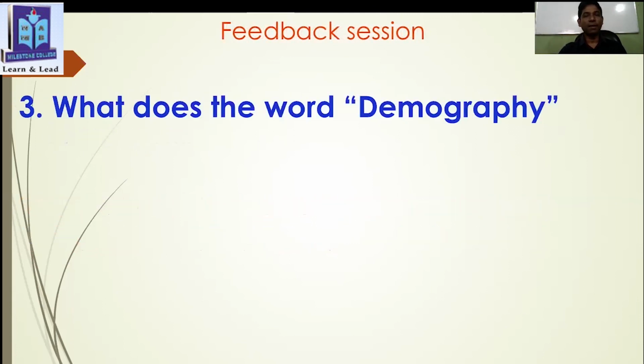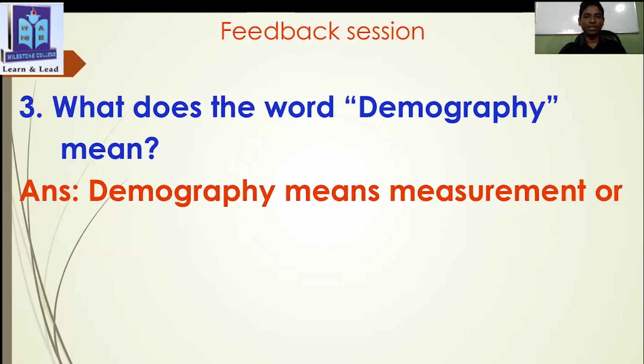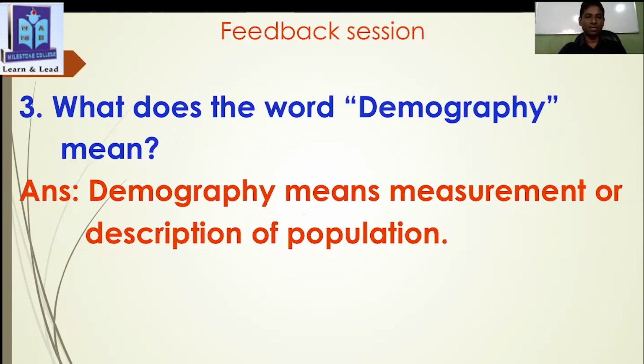What does the word demography mean? Absolutely correct. Demography means measurement or description of population. Right, here is the answer also. So students, you must practice all questions.